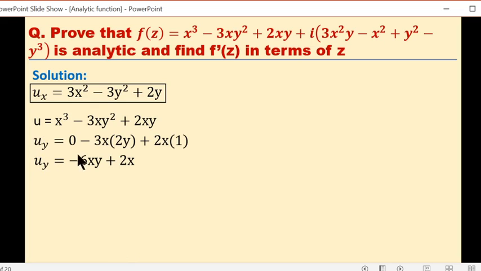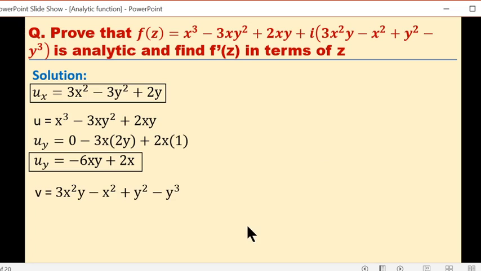So we get uy equal to this: 3 2s are 6, so we get minus 6xy plus 2x. So we got the partial derivative of u with respect to y. What else is remaining? Partial derivative of v with respect to x, and partial derivative of v with respect to y. Next, let us take v equal to 3x square y minus x square plus y square minus y cube. So we differentiate v with respect to x.